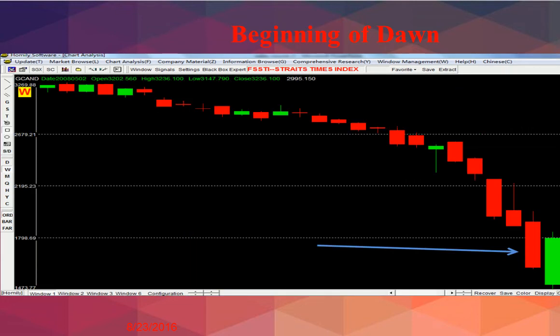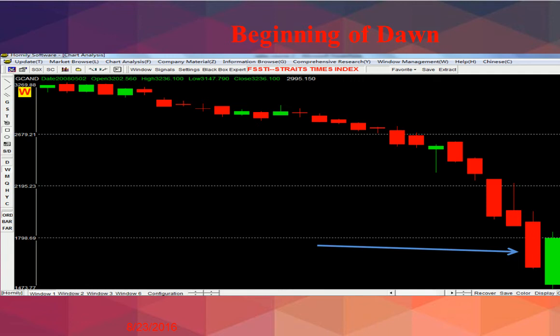The next one is for the beginning of dawn. Okay, so you can see the beginning of dawn. The bullish candlestick covers half of the bearish candlestick, okay? So this signal is also good. This is the beginning of dawn, which means the market may have a chance, okay?